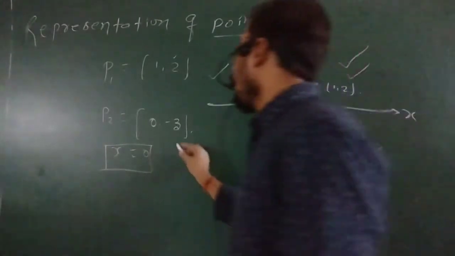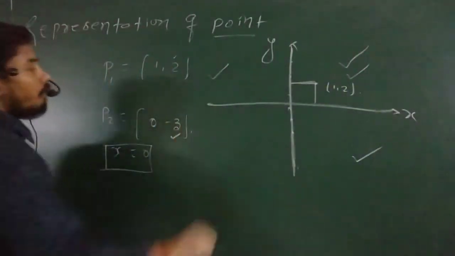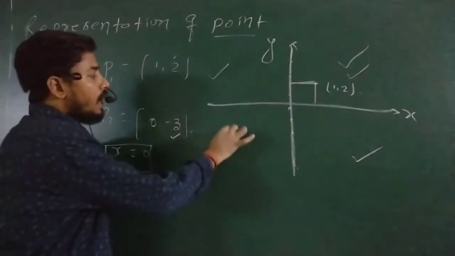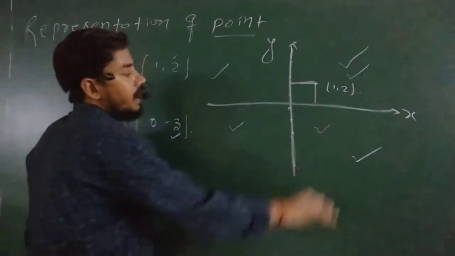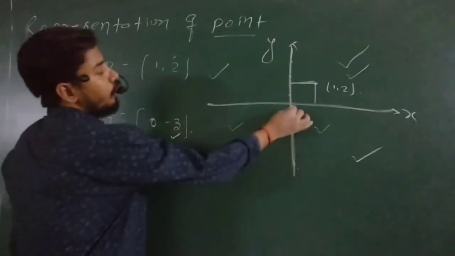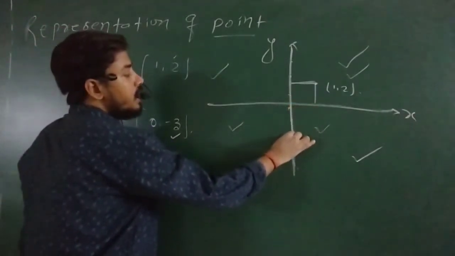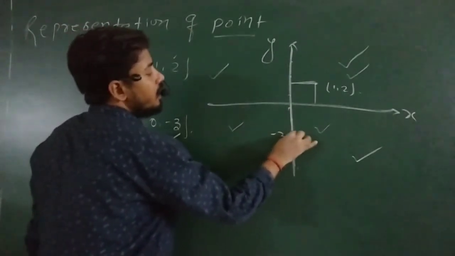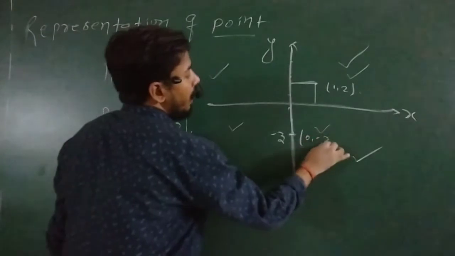Now y is equal to what? -3. Y is equal to minus 3, it means y may be here and may be here. So y is minus 3, it means from here the distance is minus 3. Suppose that this is minus 3. So this is the point (0, -3).